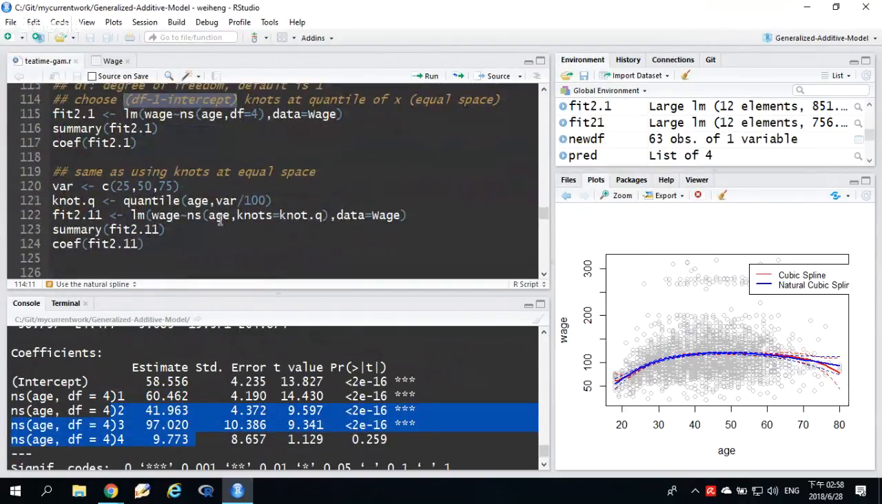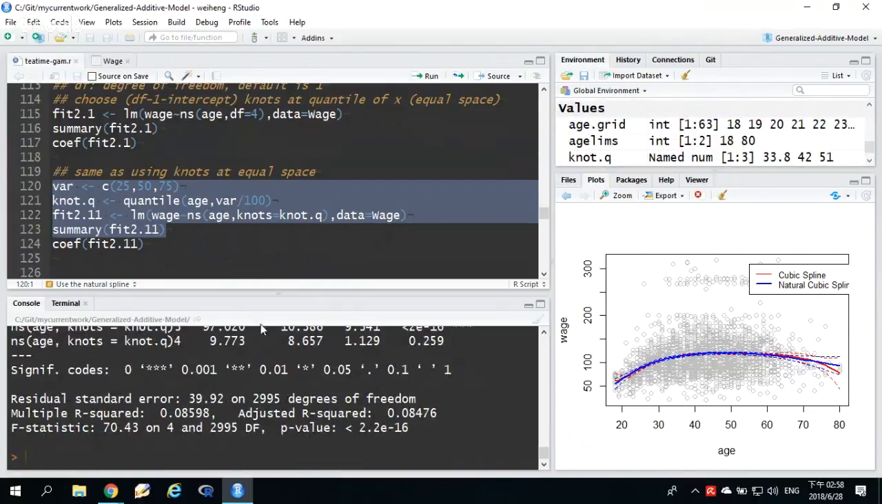And you can also set up specific percentiles, specific values for the knots, and it will show the same result.